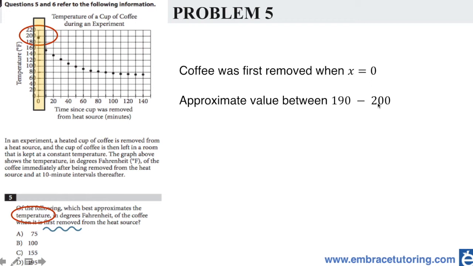So it's somewhere between 190 and 200. And I know my answer choices aren't going to be so close to each other that it's not going to be pretty definitive, which makes D my best answer, because this is then going to be 195 for D.